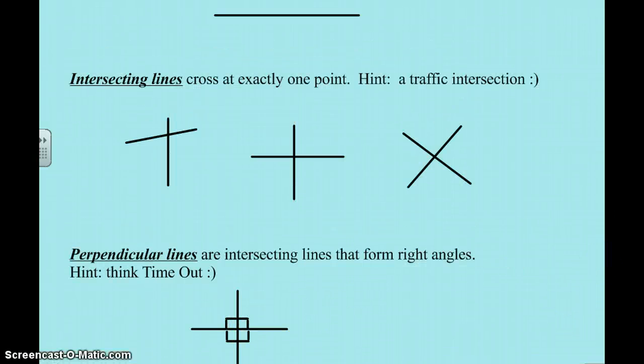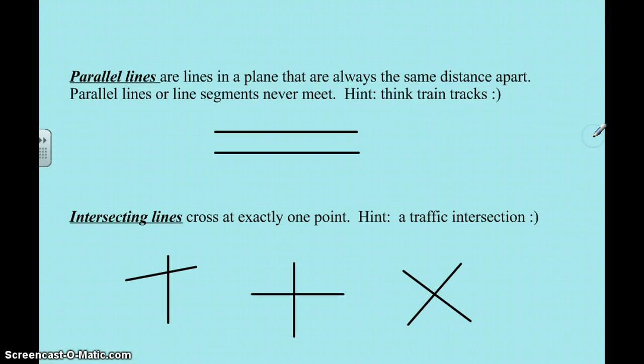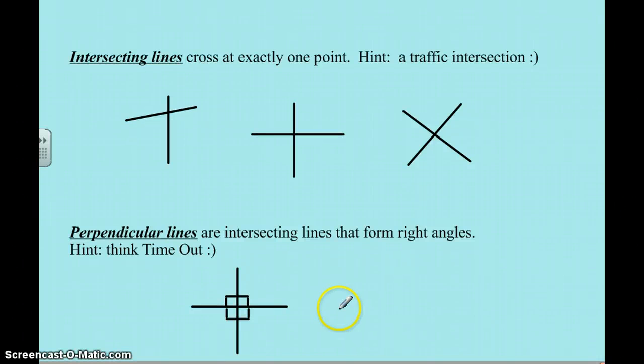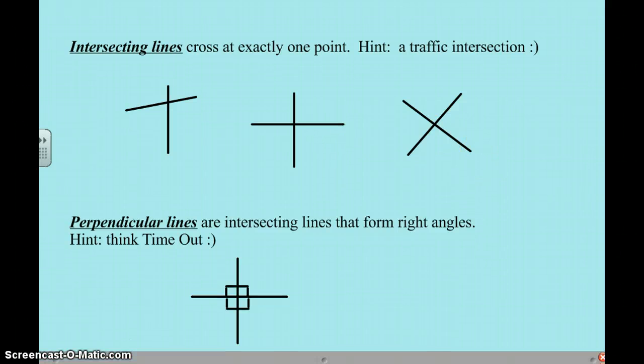So let's do a little bit of review because we've just learned 3 new words. We learned parallel lines are lines in a plane that are equal distance apart and never meet, so they're like train tracks. Intersecting lines cross at exactly one point, so they're like the traffic intersections downtown. And finally, we have perpendicular lines, which are again intersecting lines, but they're special because they form right angles. So we think of a timeout sign at a ball game.